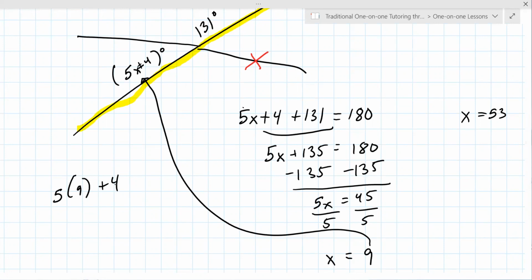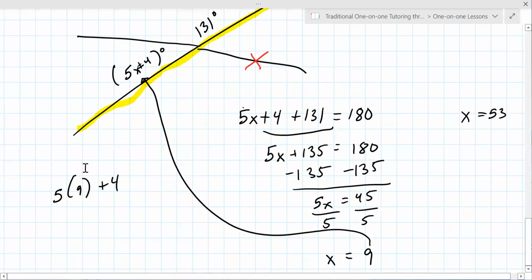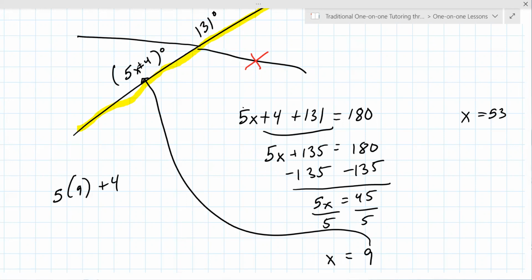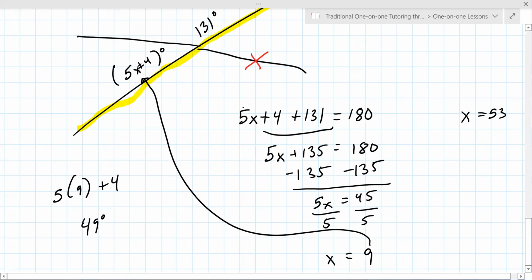Okay. And that's x equals 9. Right, but can you calculate the angle? Can you simplify 5 times 9 plus 4? 5 times 9 plus 4. Let me know what you come up with. 45 plus 4. That is going to be 49. And then, yeah. That's it. Good.